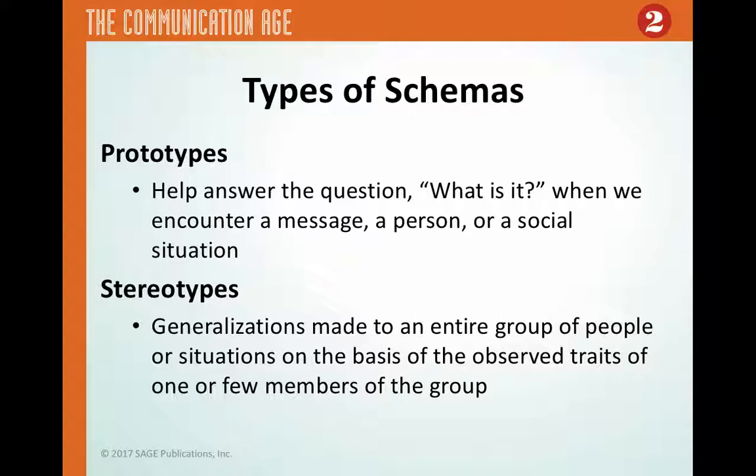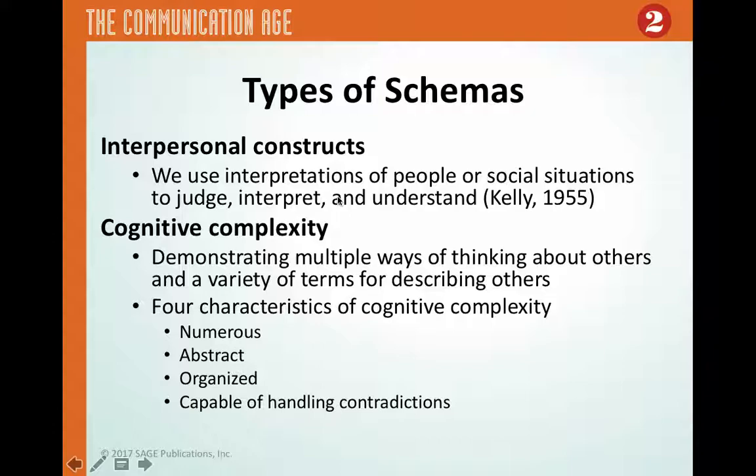Or should I take a step back and be a little bit more critical of my perception when it comes to stereotypes? We also have interpersonal constructs. We use interpretations of people or social situations to judge, interpret, and understand. And cognitive complexity plays a big role in all of this. Cognitive complexity is basically how complicated can you see things? How many factors can you consider in any given situation?